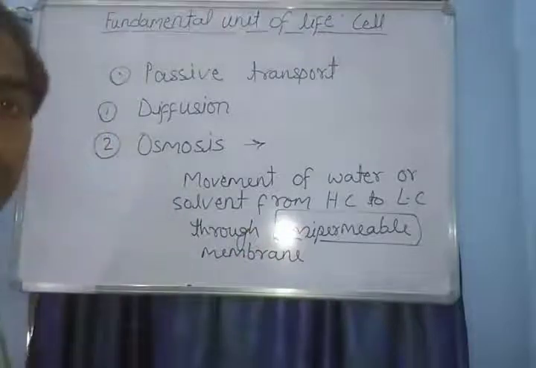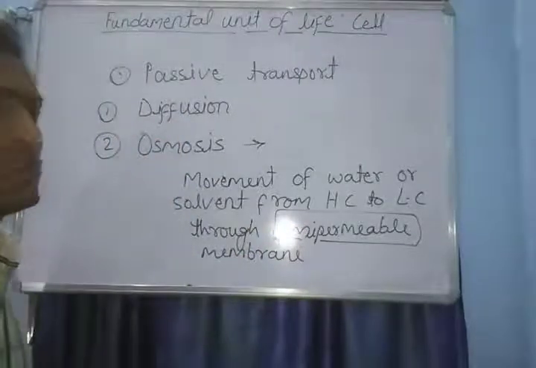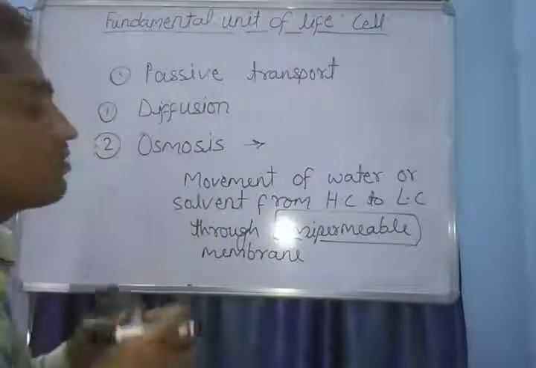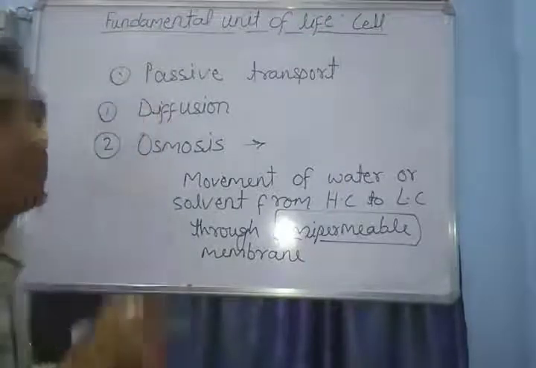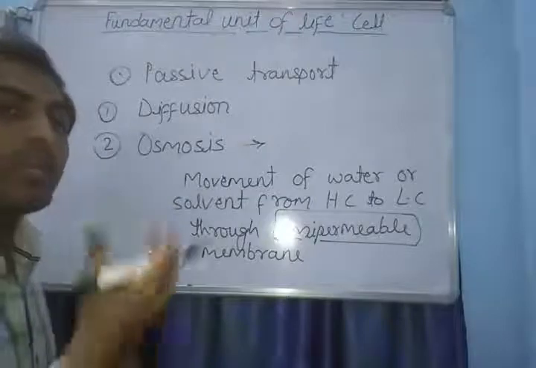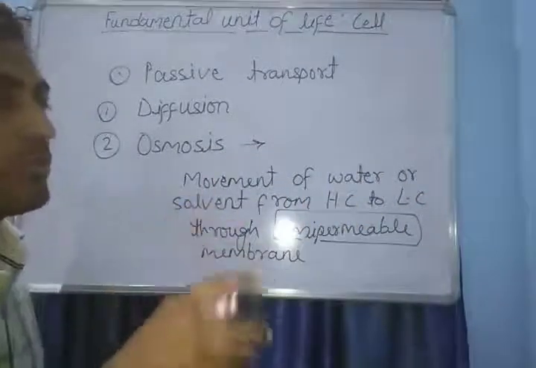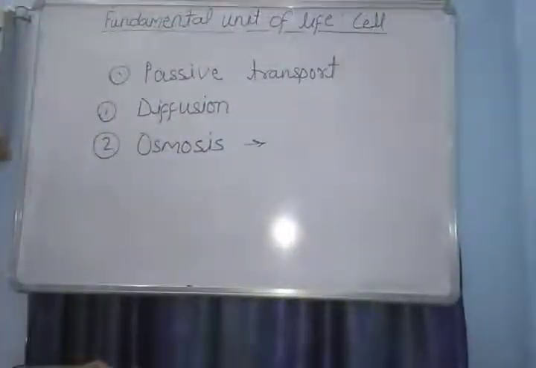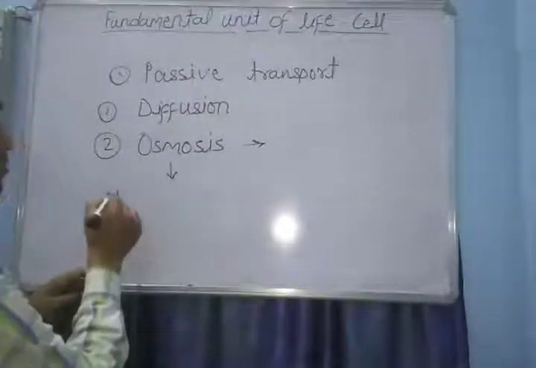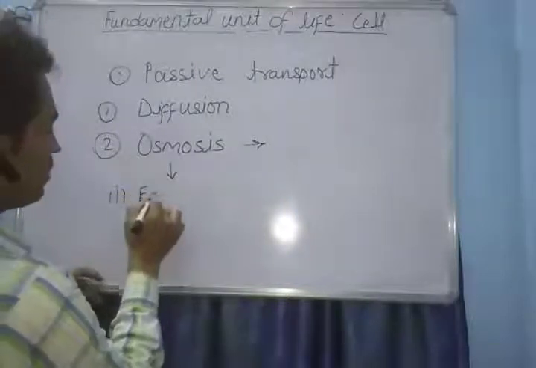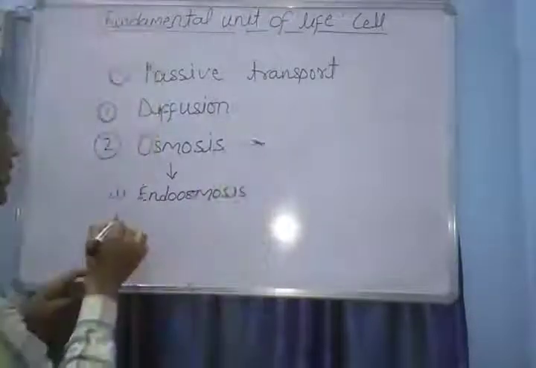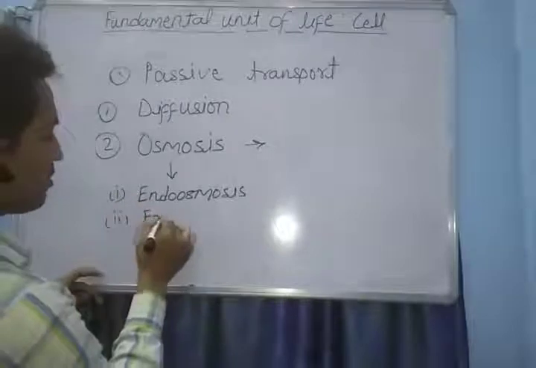As we know, diffusion is the movement of solid, liquid and gas. It includes liquid also, so we can say osmosis is a type of diffusion in which only solvent moves through a semi-permeable membrane. Osmosis is divided into two types. The first one is endo-osmosis, and the second one is exo-osmosis.